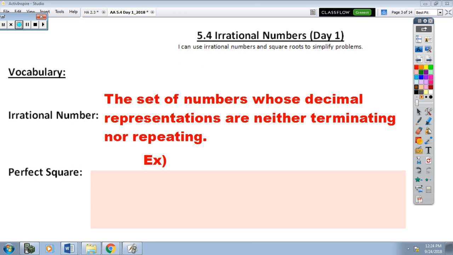Last week we worked with rational numbers, which were fractions and decimals. This week we're working with irrational numbers. Anyone know the most notorious irrational number? Pi.